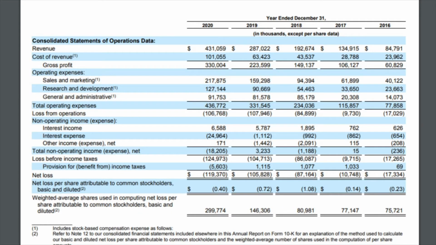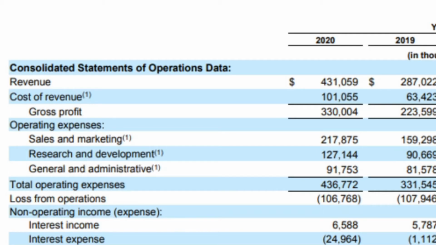Their revenue, so we have from 2016 to 2020, but we will have a look at the main growth. From 2016, their revenue went from 84.791 million to 431.059 million. So you can see that it's just been progressively increasing. Cost of revenue as a percentage has also been reducing, which is nice. Looking at their revenue and subtracting their cost of revenue, they end up with a gross profit of 330.004 million, which is quite a good margin, I would say.